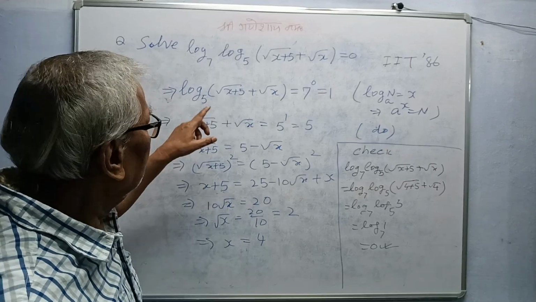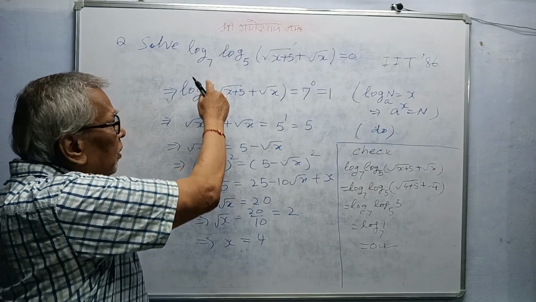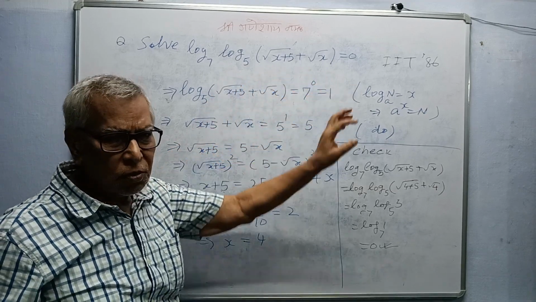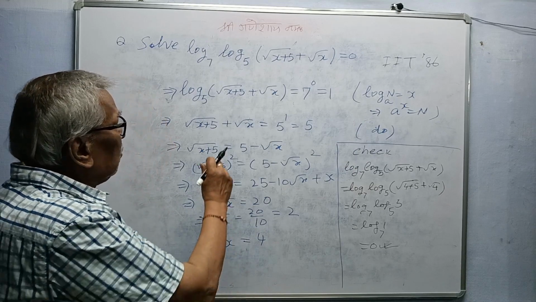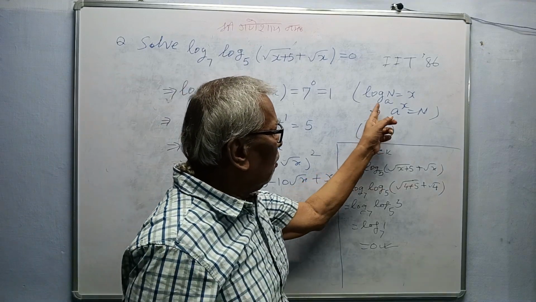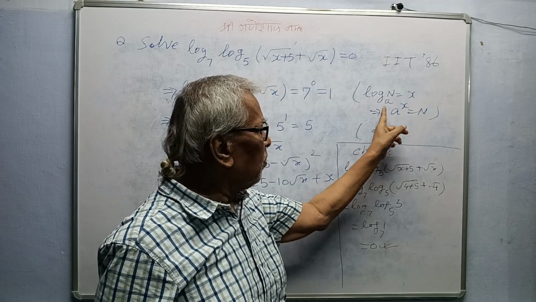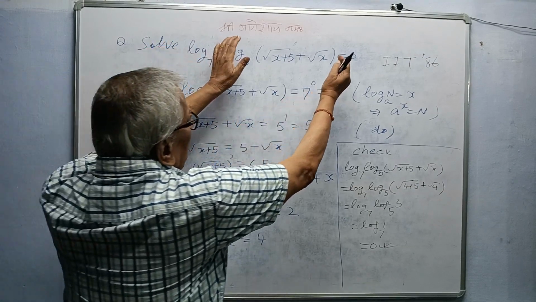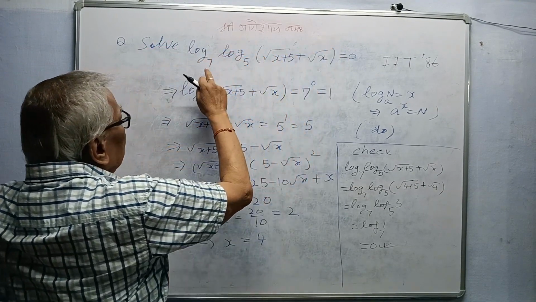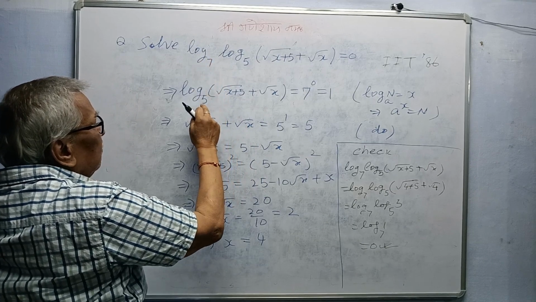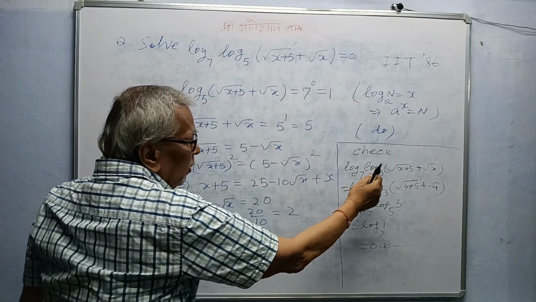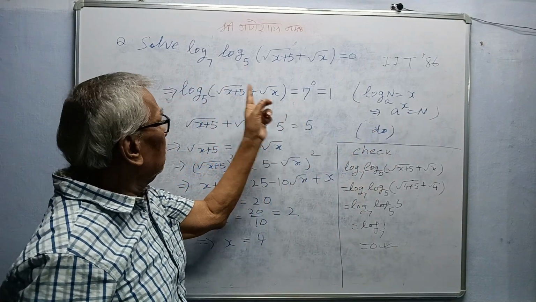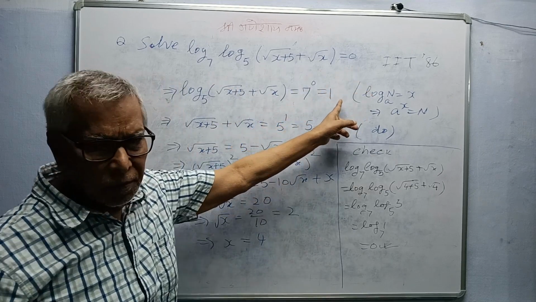Question is, solve log to the base 7 of log to the base 5 of root x plus 5 plus root x is equal to 0. So first of all, we will apply this formula: log n to the base a is equal to x, then a to the power x is equal to n. So 7 to the power 0 remains. So log to the base 5 of root x plus 5 plus root x is equal to 7 to the power 0, which is equal to 1.